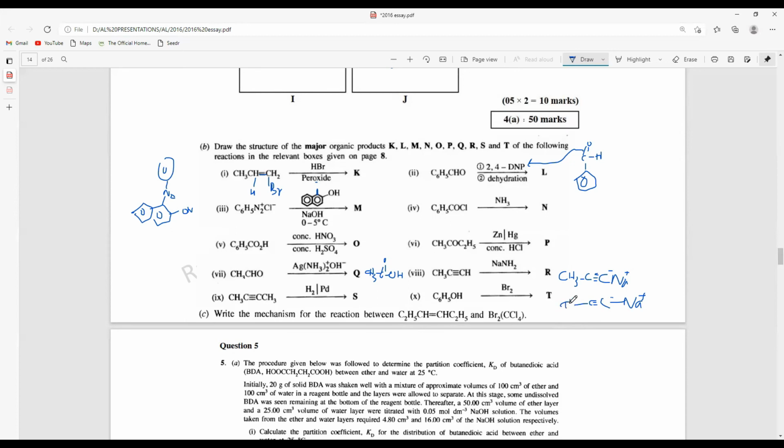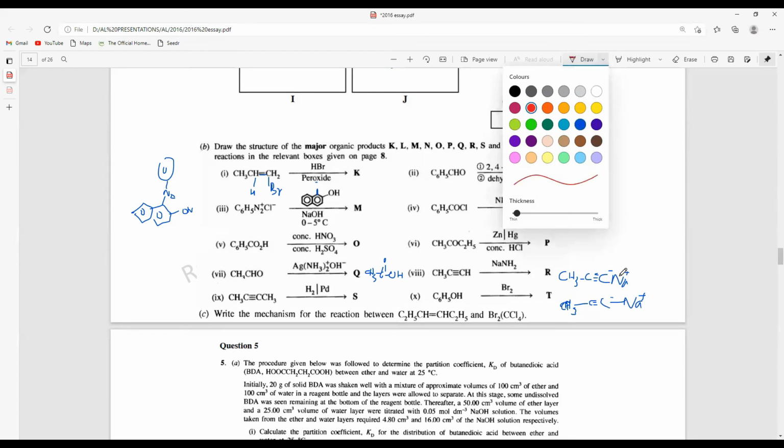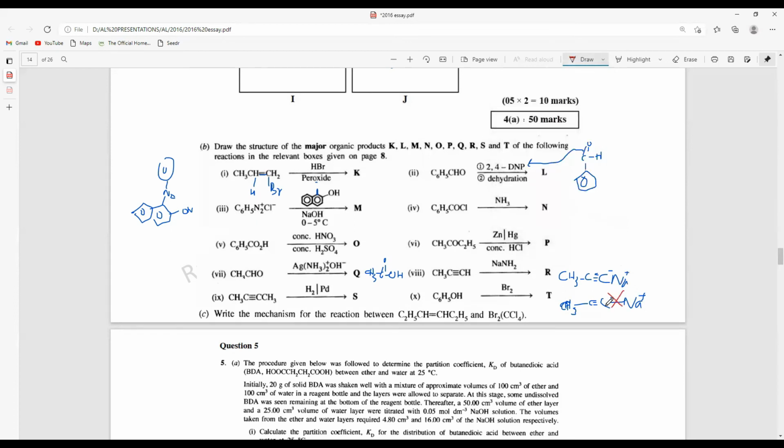Do you get my point? This is CH3. This is correct, but this is wrong. Right? This is wrong, because there is no bond between C minus and Na plus. This is just an electrostatic attraction. When you remove this hydrogen, there is only electrostatic attraction. So other than this, when you add these two, there will be ammonia forming. But you don't need to write ammonia here because they are only asking about the major organic products.